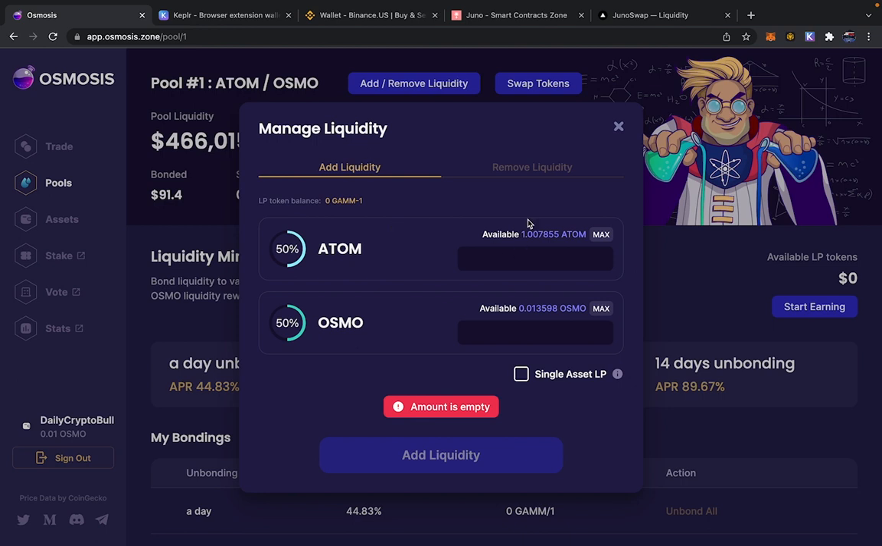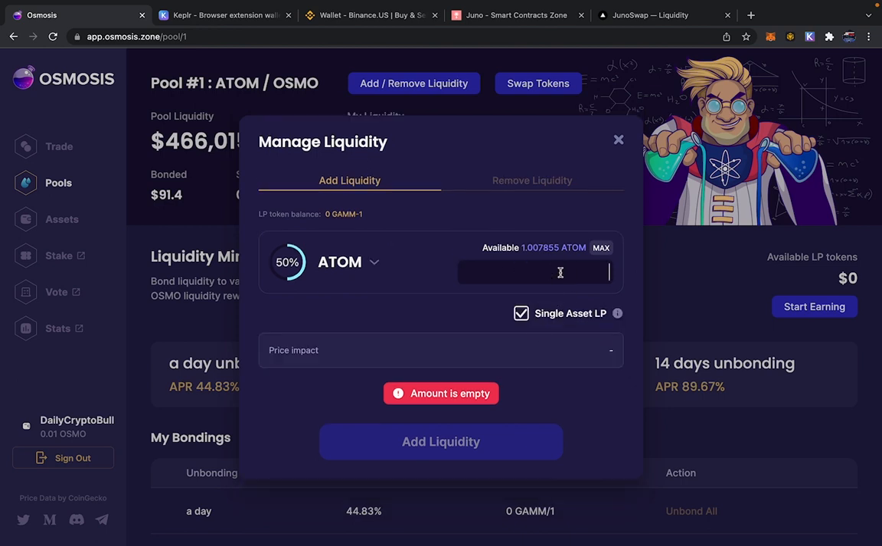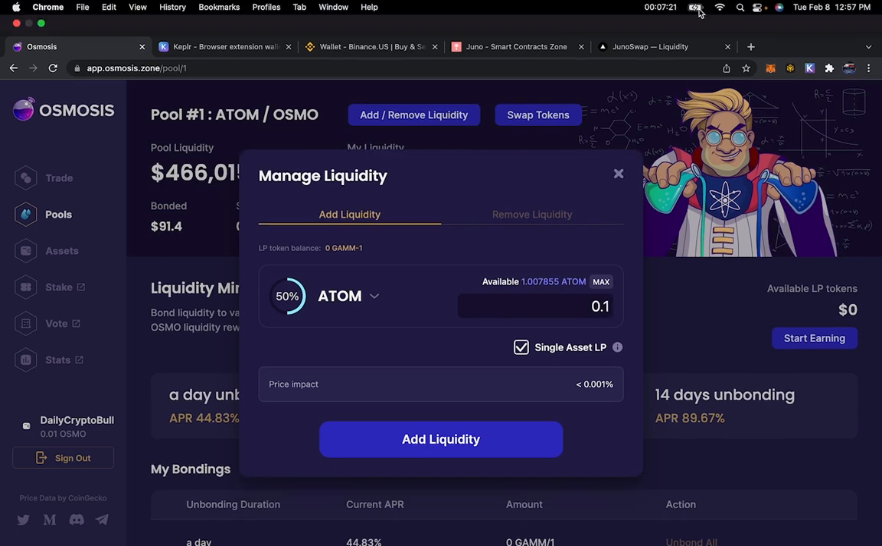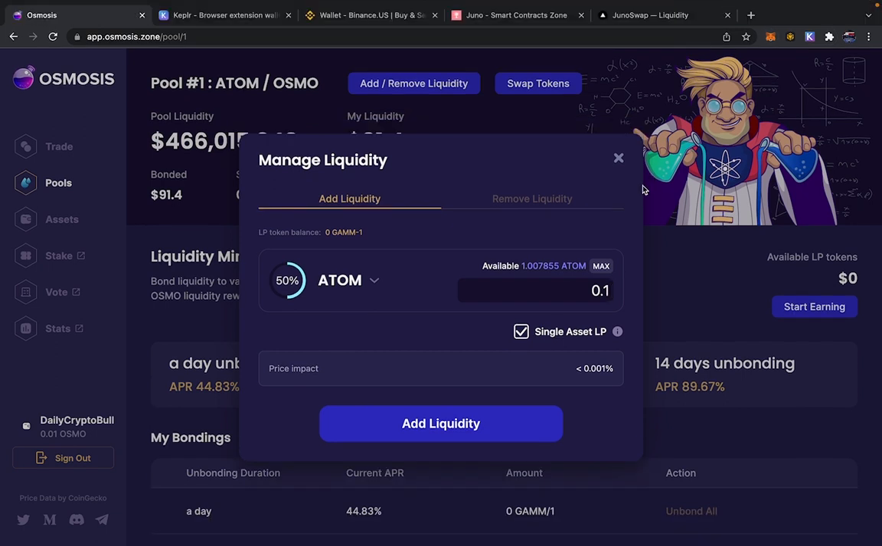Let's do a little bit real quick. Let's just do single-sided. Let's just do 0.1. Because I'm actually doing something else. Am I doing something else with this? Or maybe I should just put it all in here. Yeah, let's just put it all in here. 0.007855. Because what's really interesting is transactions you do over here on Osmosis, there are no gas fees. None. Zip, zero. Let's just add some liquidity.